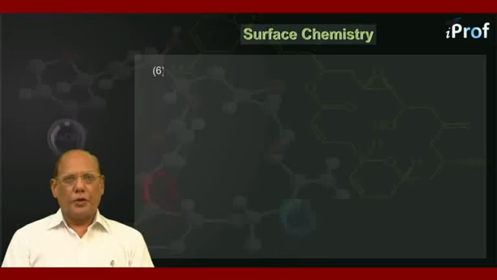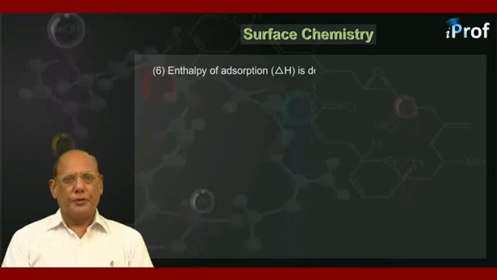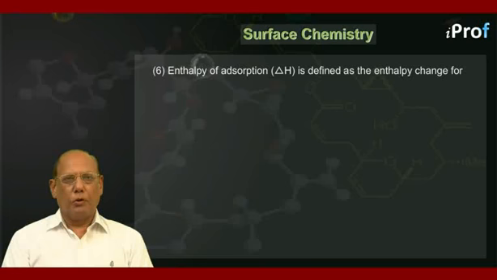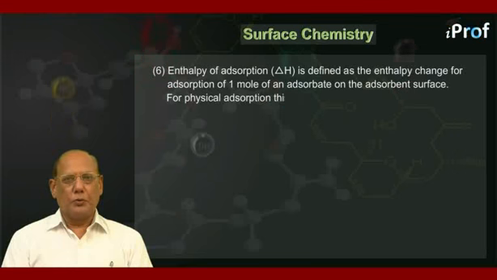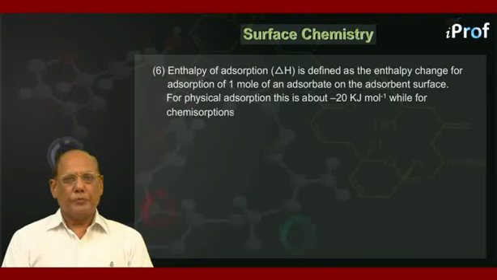Sixth, enthalpy of adsorption, delta H, is defined as the enthalpy change for adsorption of 1 mole of an adsorbate on the adsorbent surface. For physical adsorption, this is about minus 20 kilojoule per mole, while for chemisorption, its value is from minus 80 to minus 240 kilojoule per mole.